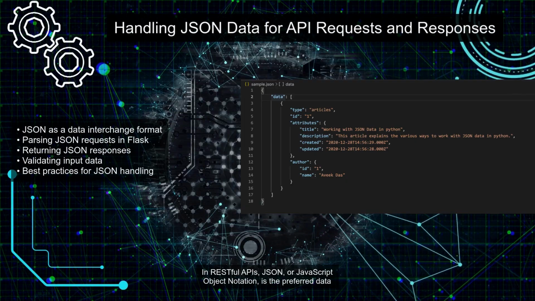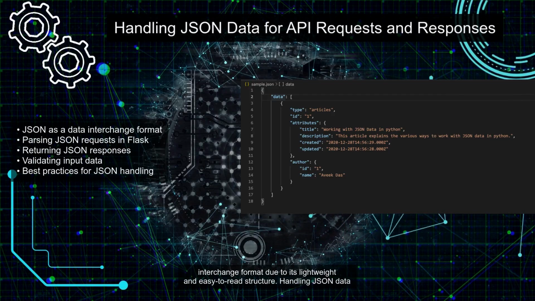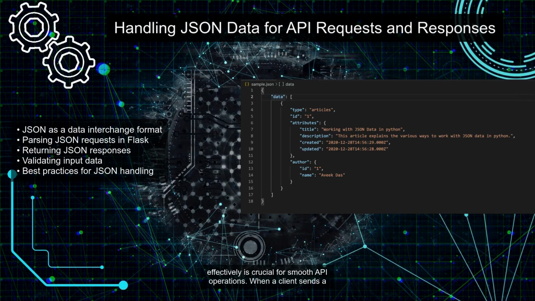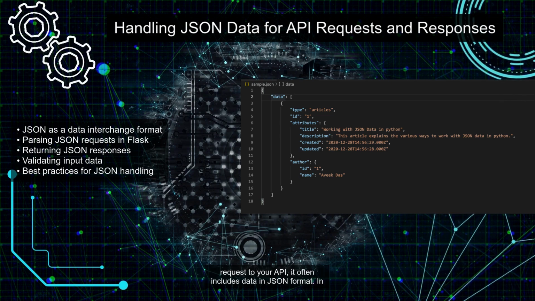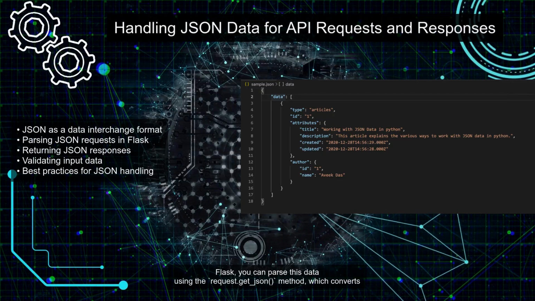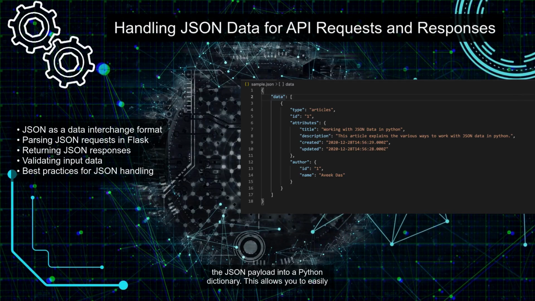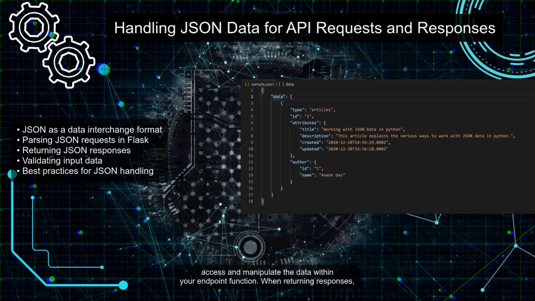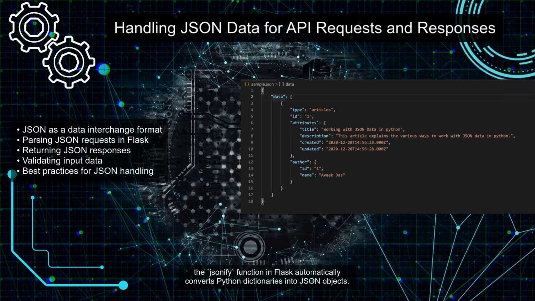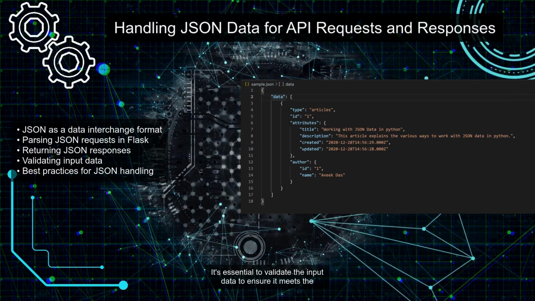In RESTful APIs, JSON, or JavaScript Object Notation, is the preferred data interchange format due to its lightweight and easy-to-read structure. Handling JSON data effectively is crucial for smooth API operations. When a client sends a request to your API, it often includes data in JSON format. In Flask, you can parse this data using the request.get_json method, which converts the JSON payload into a Python dictionary. This allows you to easily access and manipulate the data within your endpoint function. When returning responses, the jsonify function in Flask automatically converts Python dictionaries into JSON objects.